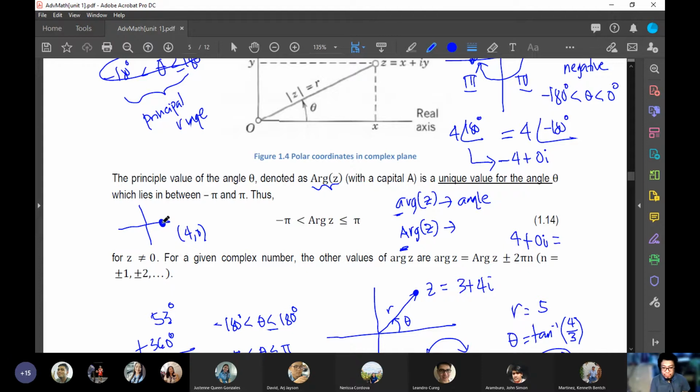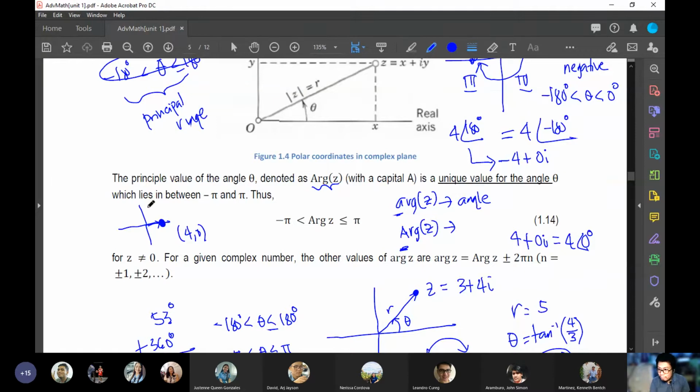Tingnan niyo tong point na to. Ano yung haba nito? Gaano kahaba yung line na yan? At ano yung angle na ginagawa niyo with the x-axis? For angle bar 0 po. So this simply is bar angle, bar 0. For angle 0 degrees. Diba?